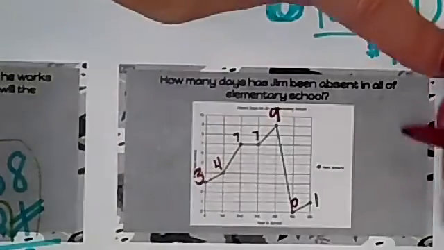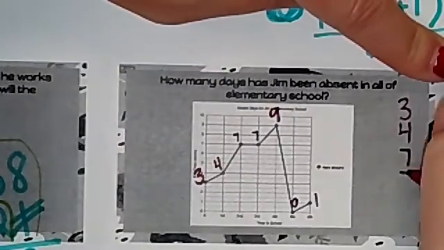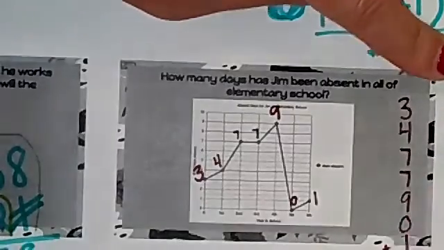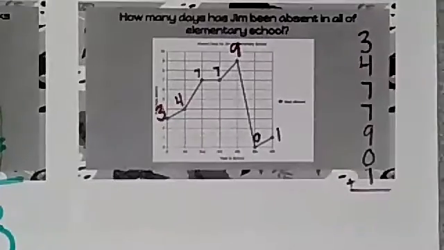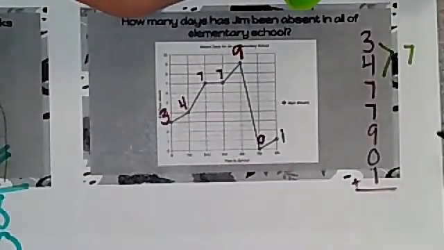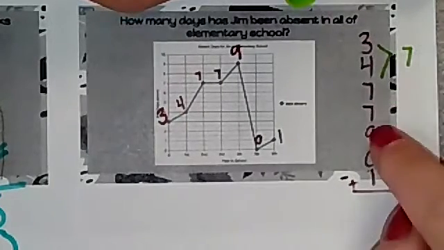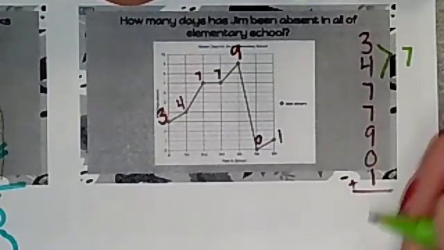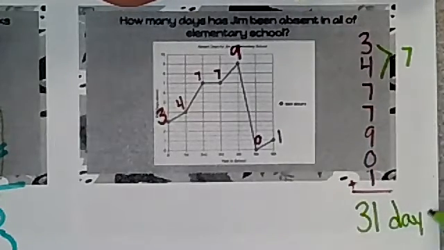Y'all ready? Here we go. 3 plus 4 plus 7 plus 7 plus 9 plus 0 plus 1. Adam. Miss Ross, this is so easy, it's ridiculous. I know. Here we go. 3 plus 4 is 7. Then I've got 2 more 7s, which is 21. 21 plus 9 is 30, plus 1 more is 31. He's been absent for 31 days.